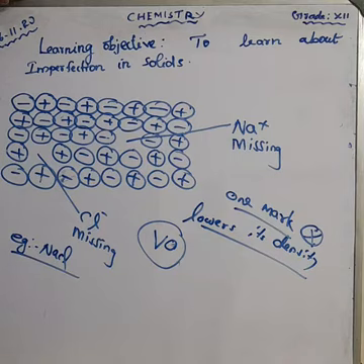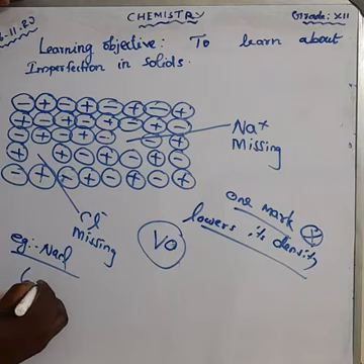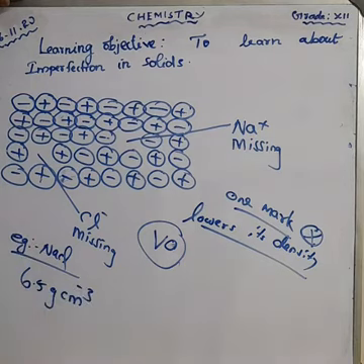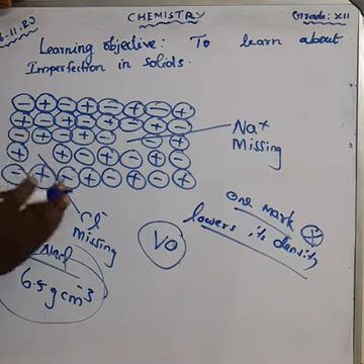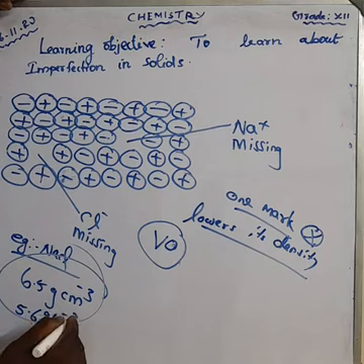The calculated density, from the edge length of the unit cell, is 6.5 g cm^-3. What is the value? 6.5. But the actual experimental density value is 5.6 g cm^-3. This is also an important question. What is it about?